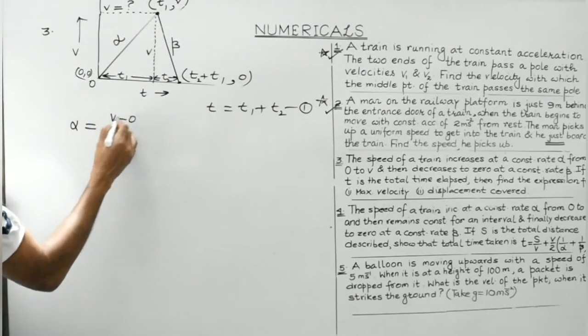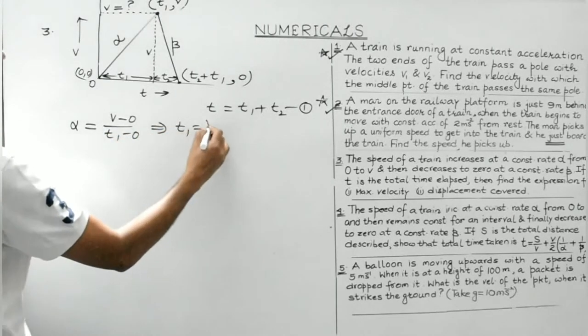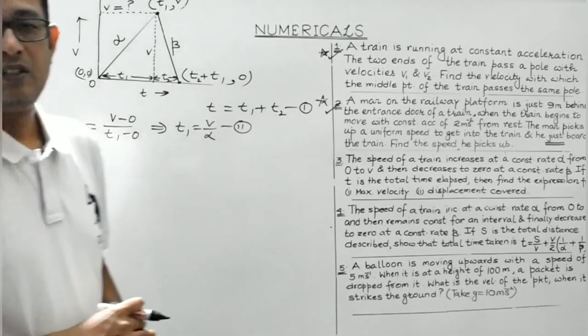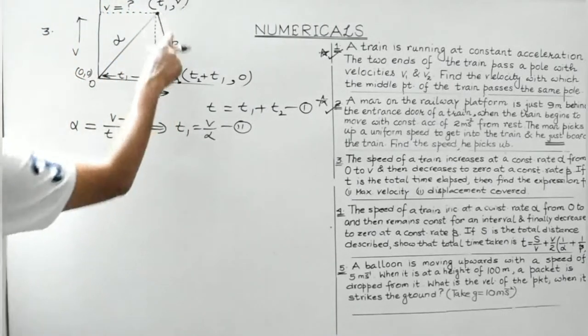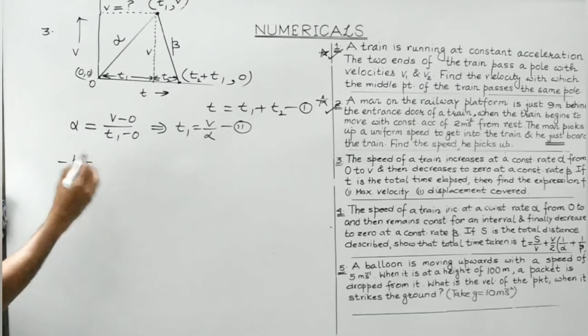So (v minus 0) divided by (t1 minus 0), which implies that t1 is equal to v by alpha. Put this as equation number 2. The slope of the velocity-time graph will give us acceleration. Similarly, let's consider this one. This is the case of retardation, so it has to be assigned a negative sign.